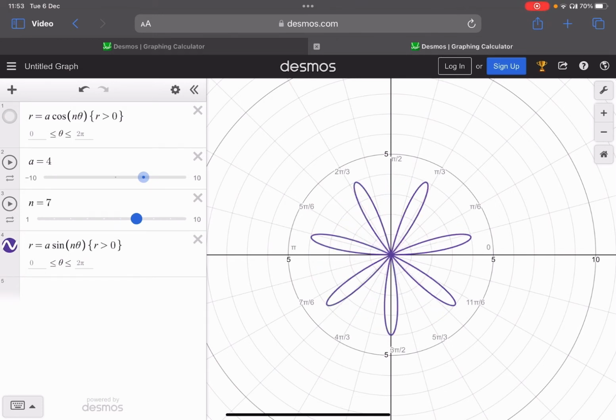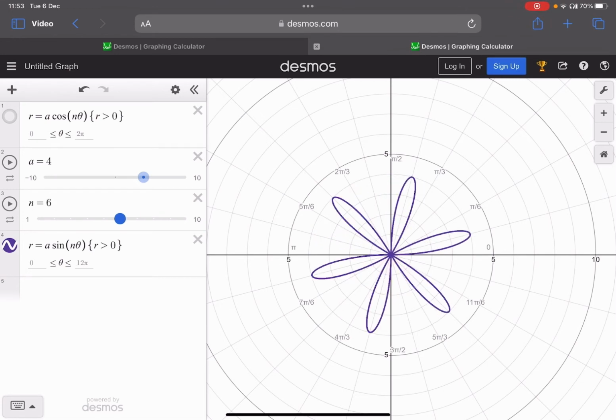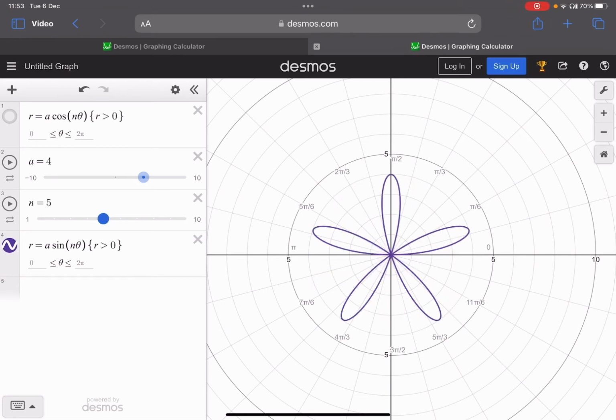And you can see that every time in the first section of the sine cycle there is a graph, and in the second section of the sine cycle there is no graph because r would be negative. The number of loops you can see corresponds to the n value. N equals 5, 5 loops.